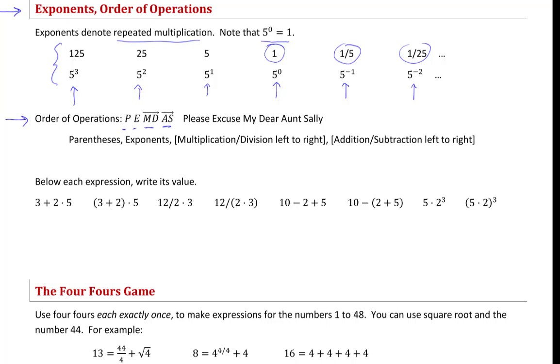Let me give an example. Let's say I had 12 divided by 3 times 4. So I have division and multiplication together. But even though the m comes first in PEMDAS, I just treat multiplication and division left to right. So the first thing I would do is the 12 divided by 3. So 12 divided by 3 is 4. So that becomes 4 times 4. And now my answer is 16. So that's how I'd compute that.